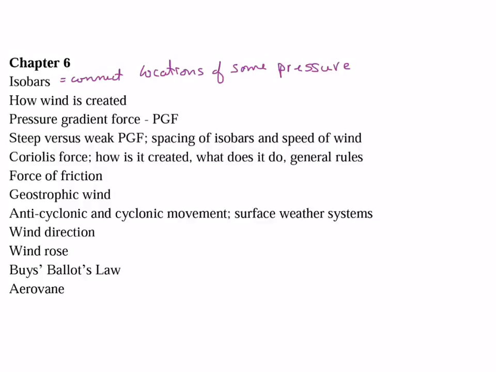How wind is created: it goes from a high to a low pressure. So I have green dots there. Air goes from a high to a low pressure. That's wind.